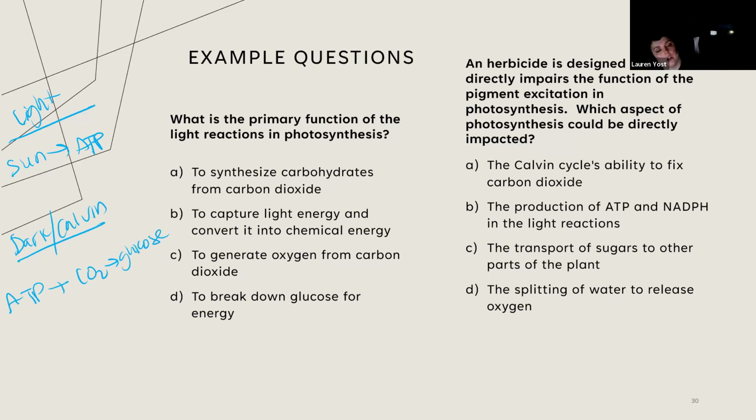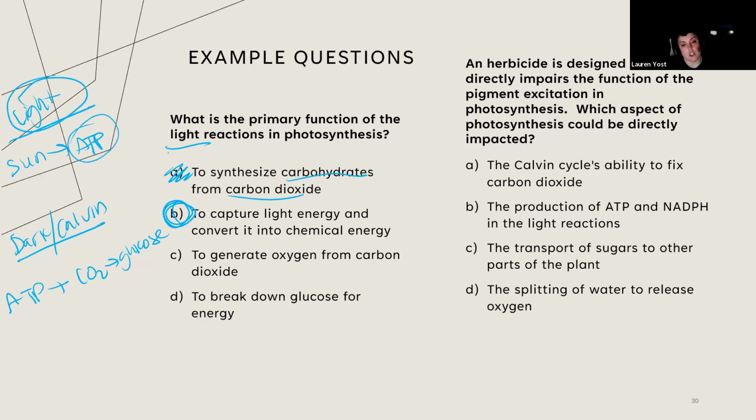What is the primary function of the light reactions in photosynthesis? Does it actually synthesize carbohydrates from carbon dioxide? The light reactions don't do that. That's the Calvin cycle. Is the point to capture light energy and convert it into chemical energy? I would say so. That's the light reactions, right?